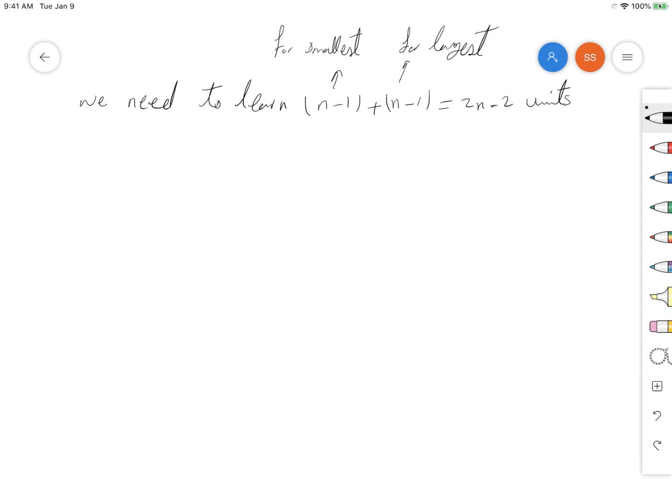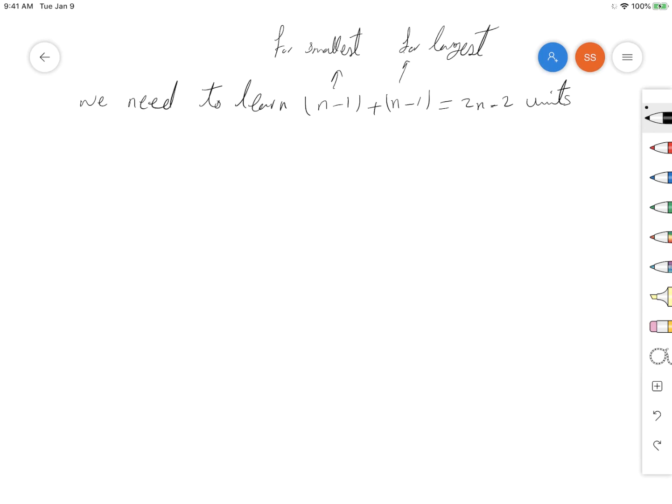So this algorithm needs to know that when we are saying the smallest number, it means that all other keys have at least one comparison. And for finding the largest one, it means that all other keys, or the items that we are comparing, should have lost at least one comparison. So we need n minus 1 wins for the smallest one, and n minus 1 losses for the largest one.